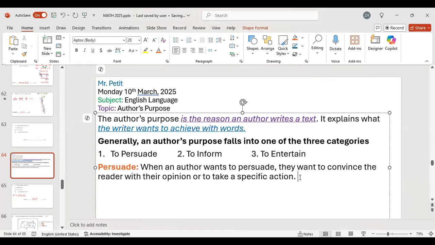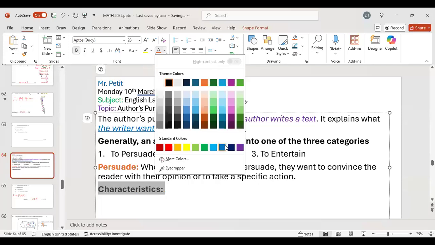Now, how do they do this? So how? Or we could say the characteristics. Let's do characteristics instead. And this is how you know that it's persuasive. The goal is to persuade.